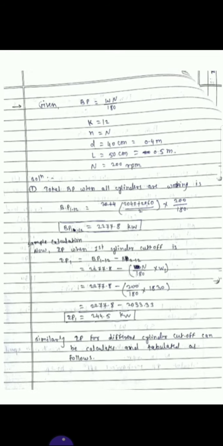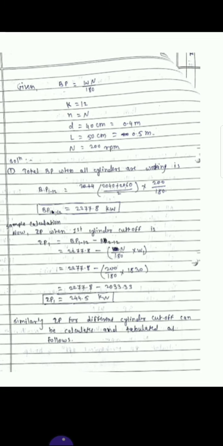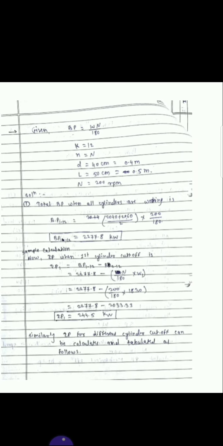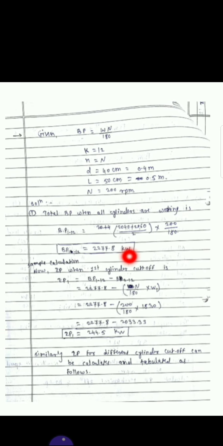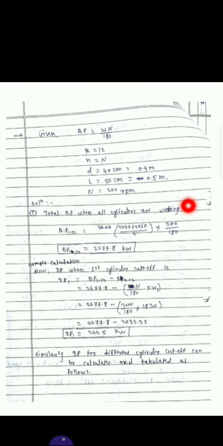Okay, so we'll see how to find out. These are the given terms which we have just now discussed. So first, we have to find out the total brake power when all cylinders are firing. Here two total brake powers are given. First, all firing, which is given as 2040. Also at the last, again all firing, 2060.